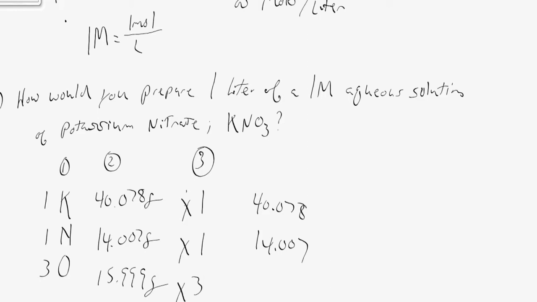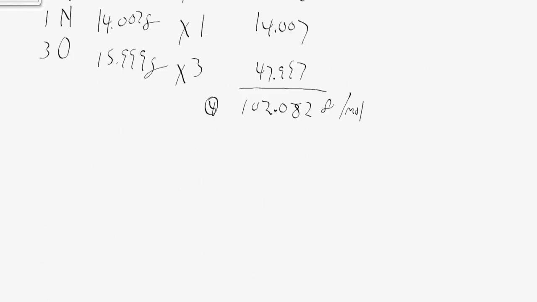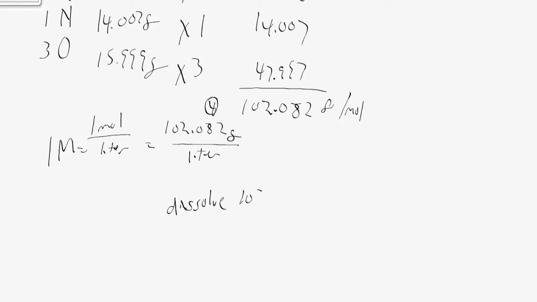The nitrogen was 14.007 grams, and the oxygen, here's an example of 15.999. Some of the tutorials you'll be working with have oxygen as 16 and nitrogen 14. I'm going to be using in this example the 3-digit numbers because that's what our little interactive periodic table comes up with. Fine.